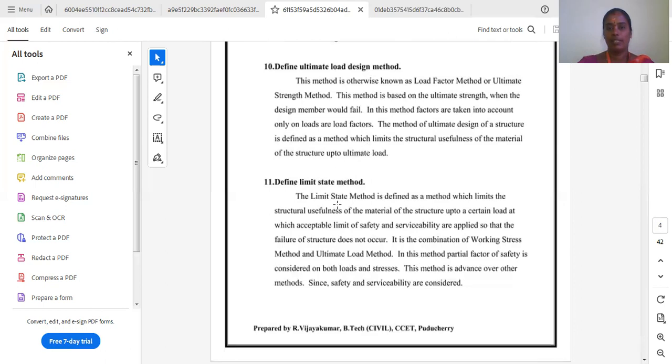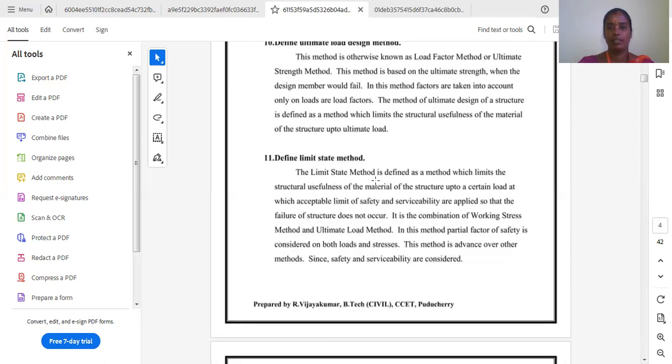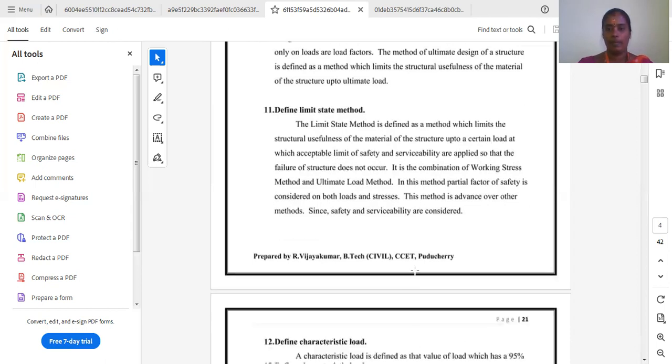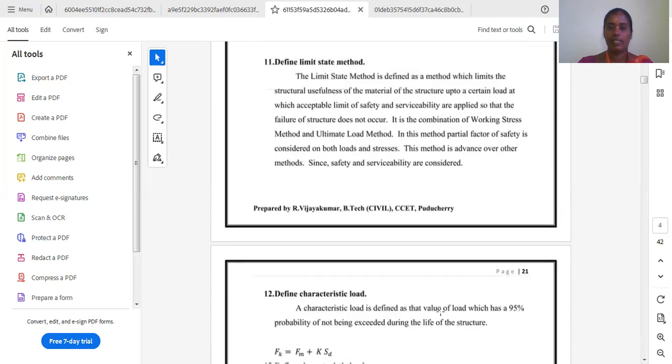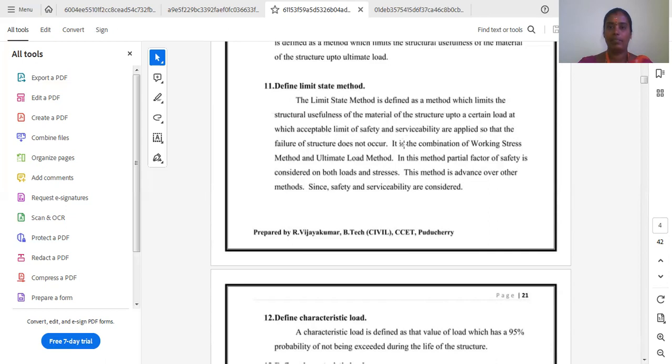The second method is the limit state method. Here you can see the limit state method is defined as the method which limits the structural usefulness of the structure up to a certain load, and acceptable limits of safety and serviceability are applied so that failure of the structure does not occur. So as long as the structure lies within this, we consider the strength, safety and serviceability, and that deals with the limit state method. This method is an advanced method over the other two methods.